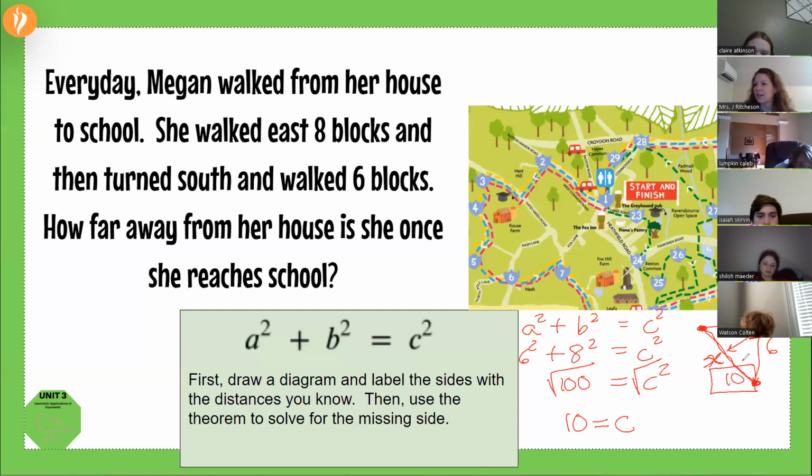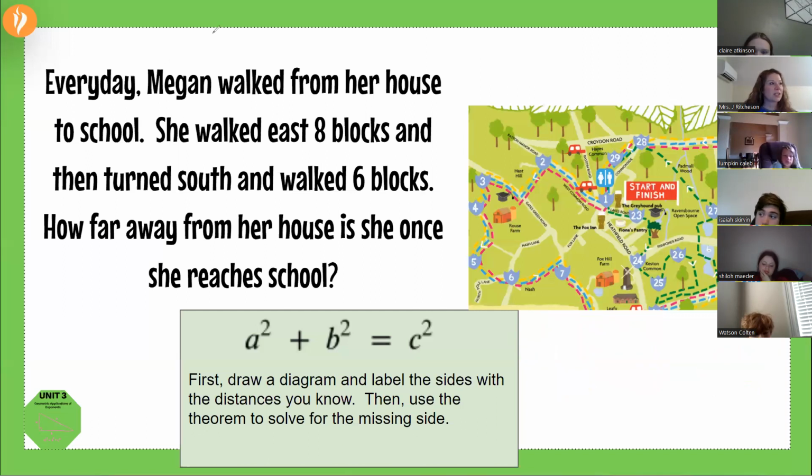10. Very good. So for all, any questions? I saw a little scrunchy face that meant, I don't get what you did. So basically all we did was square 6 and 8, which is 36 plus 64. 36 plus 64 is 100. And the square root of 100 is 10. Do you understand? Any questions? Nope. Okie dokie. So she is 10 blocks from where she started.